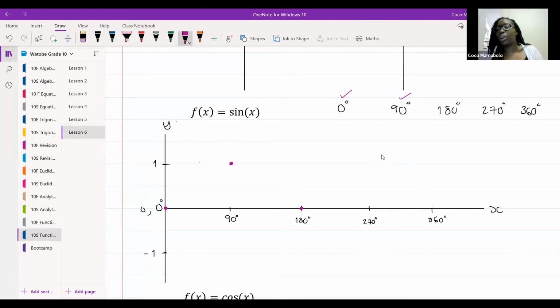Okay, then we're going to do the next one. We're done with 180. Go to the next one, guys. Sine of 270 will give us -1. So sine of 270 and -1 is there. And then the very last one, sine of 360. 0. Good stuff, everybody. Awesome.